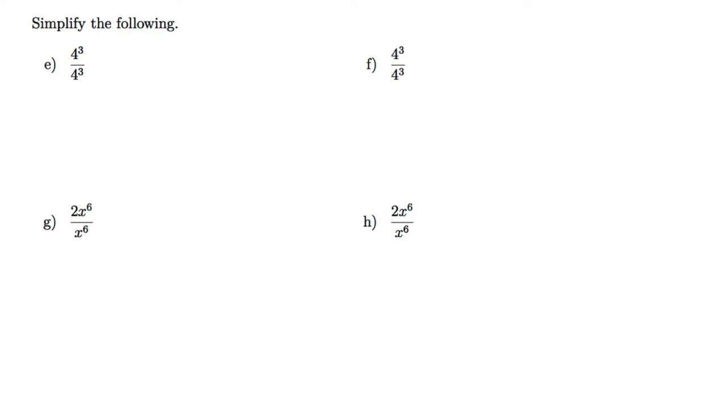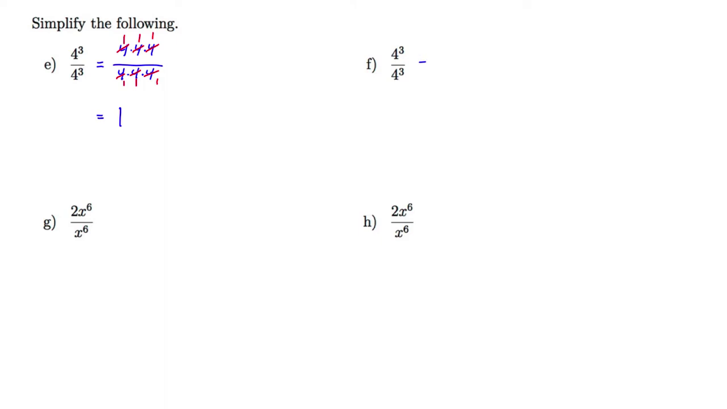We're going to discover the next rule using two different approaches. In part E, we'll approach this using an understanding of what exponents mean. 4 to the third divided by 4 to the third. Well, that means I have 3 4s up in the numerator, and similarly 3 4s down in the denominator. And if I cancel them out one for one, we'll notice that everything cancels from the numerator and from the denominator. We're left with a bunch of 1s on the top and a bunch of 1s on the bottom, and 1 over 1 is 1.